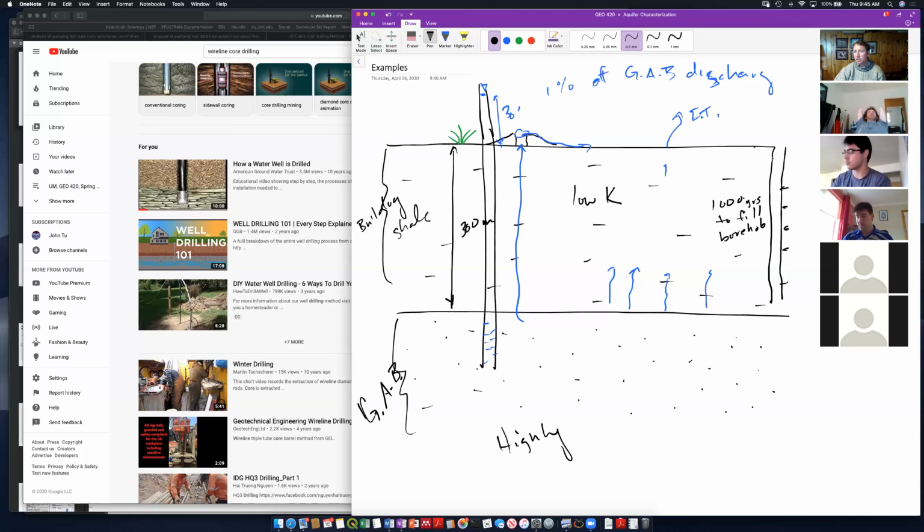So what we wanted to do, well, we wanted to apply Darcy's law. We wanted to figure out what the pressure profile across our Bulldog Shale was, but we needed to do that without getting down to the GAB. And so we cored this entire length. We rotary core.